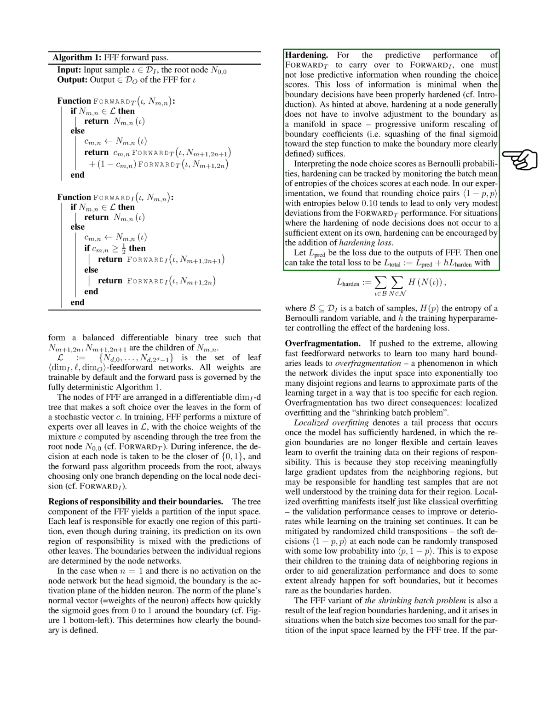For situations where the hardening of node decisions does not occur to a sufficient extent on its own, hardening can be encouraged by the addition of a hardening loss. The total loss can be calculated as the sum of the loss due to the outputs of the network and the product of the hardening loss and a training hyperparameter. The hardening loss is the sum of the entropies of the choice scores at each node.